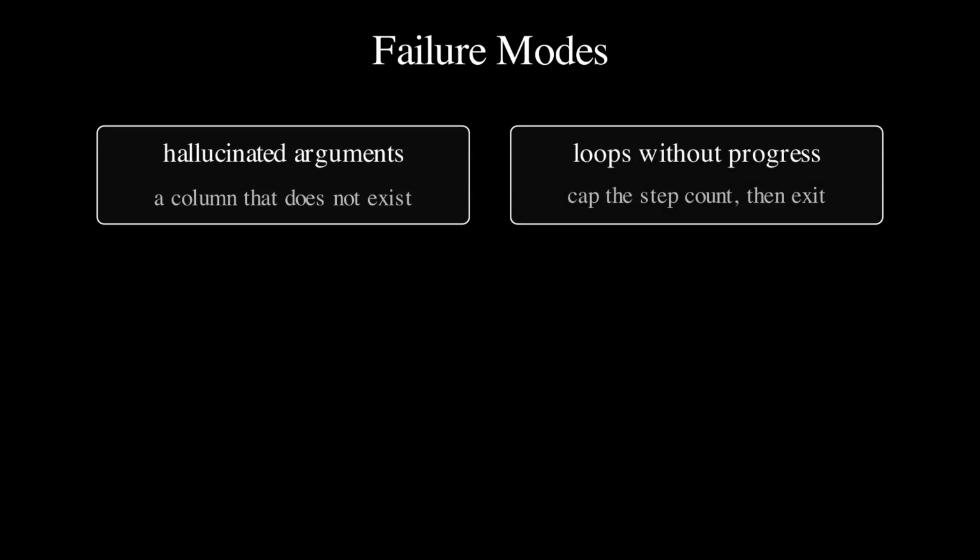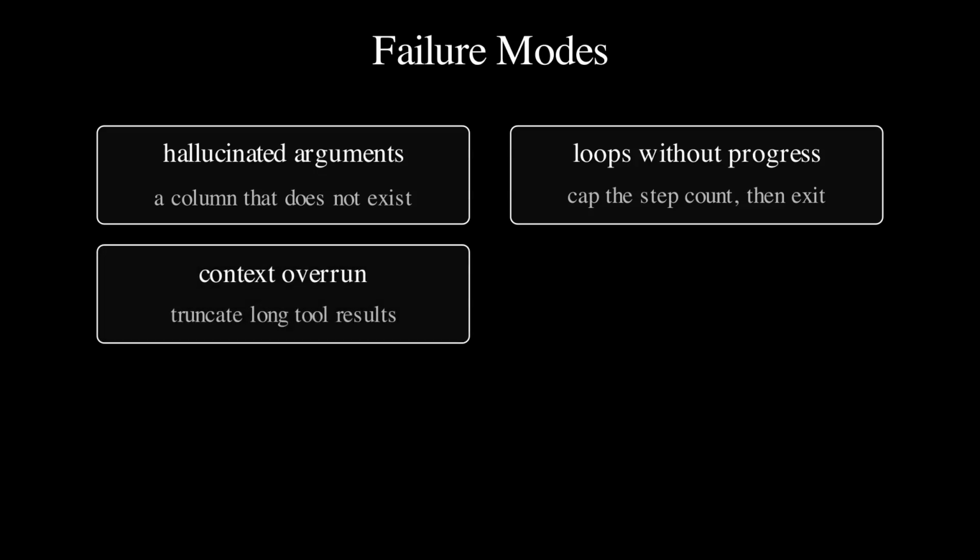Two, loops without progress. The model calls a tool, gets an error, tries to fix it, gets the same error, and repeats. The loop needs a maximum step count; exceed it without a final answer, and exit and report. Three, context overrun. The window fills before the agent finishes, usually from long tool results, stack traces, raw dumps. Truncating tool results to their essentials is the main defense.